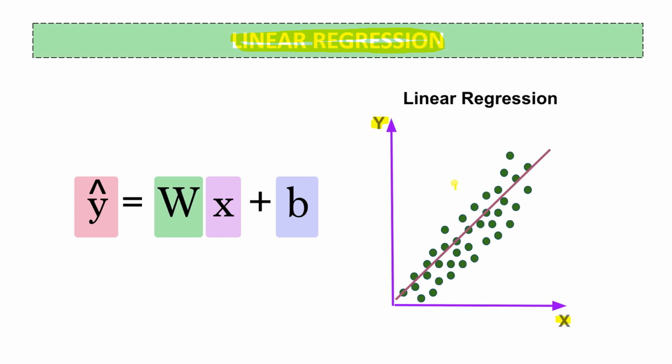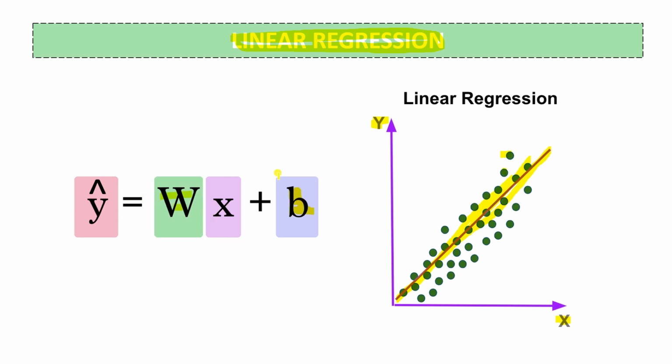You can see here this is a graph, and here you can see one best fit line. It's called a best fit line, which calculates the loss of each of the data points. And this is the equation for that: we have y hat equal to wx plus b. Here w stands for weight and b stands for bias.